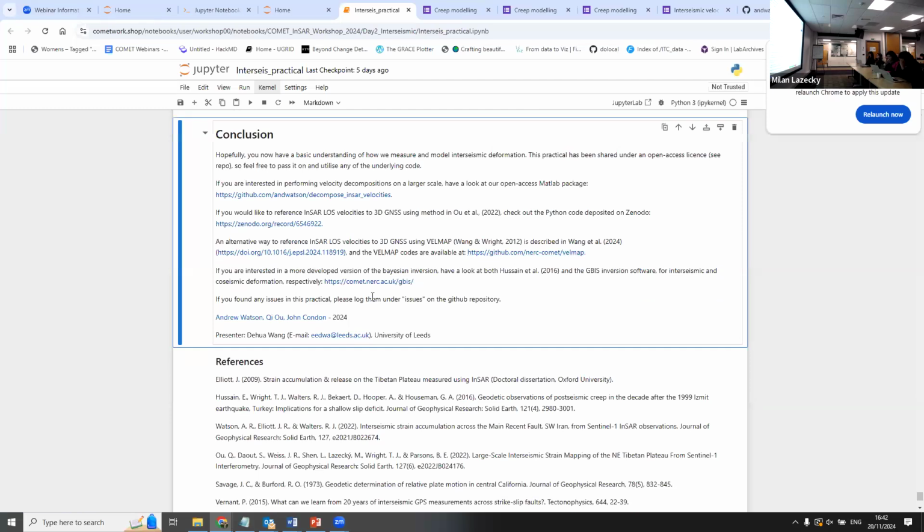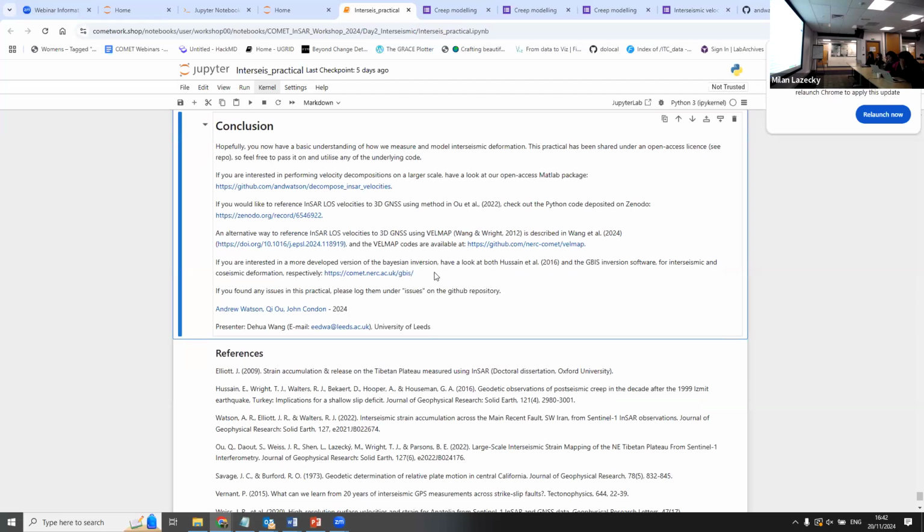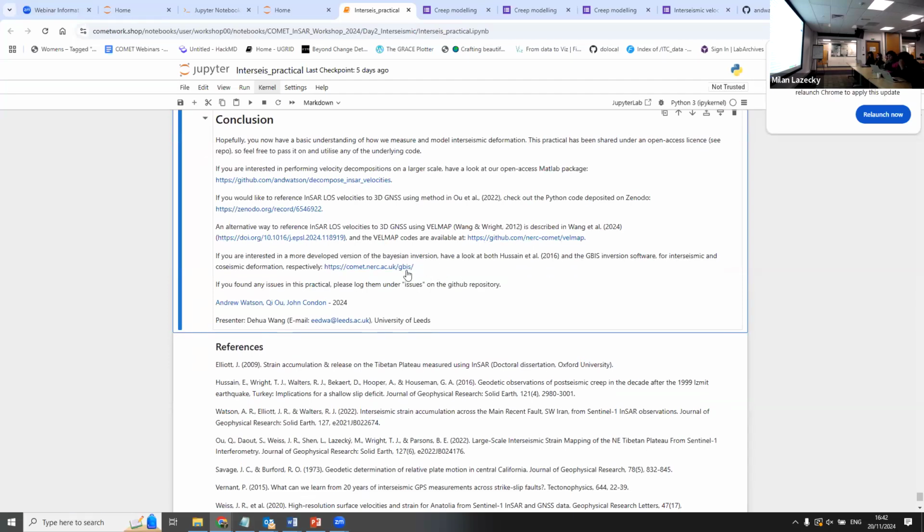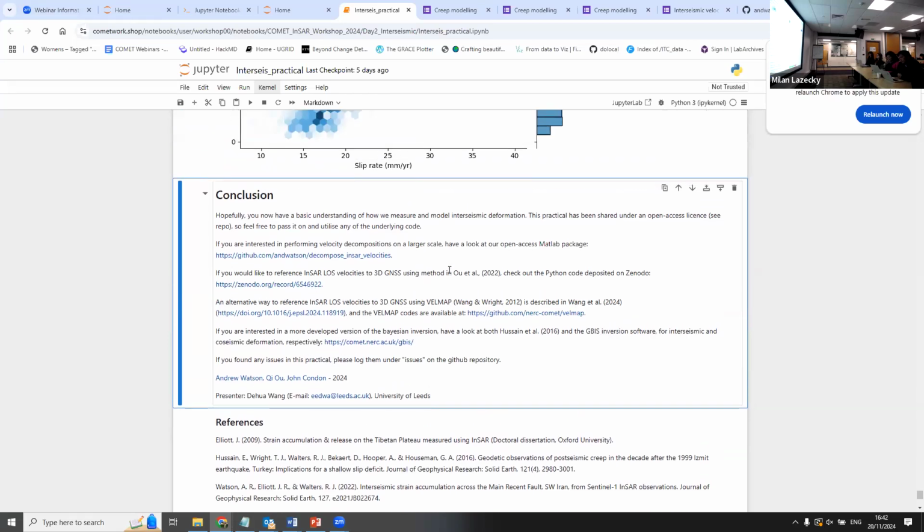If you're interested in other Bayesian inversion codes, you can take a look at this link, GBIS codes, which can model the 2D velocity field. Okay, I think that's all from my side. Are there any questions?